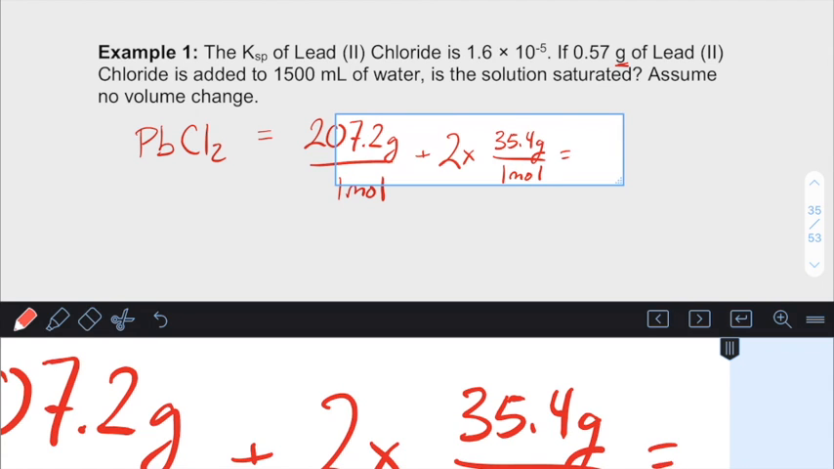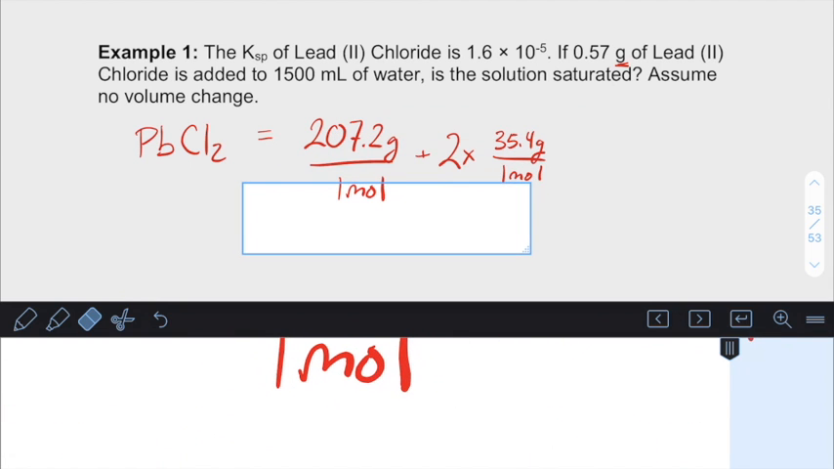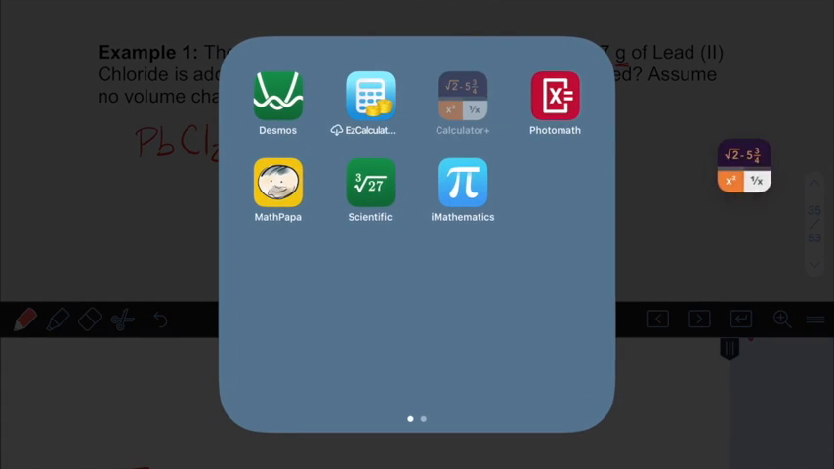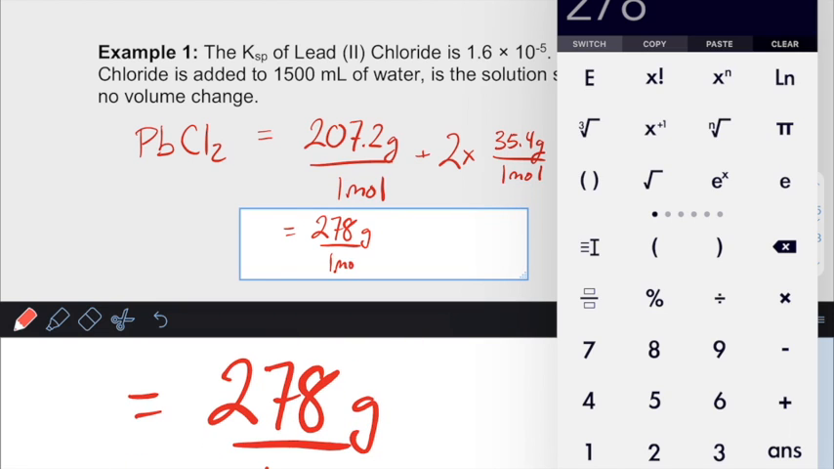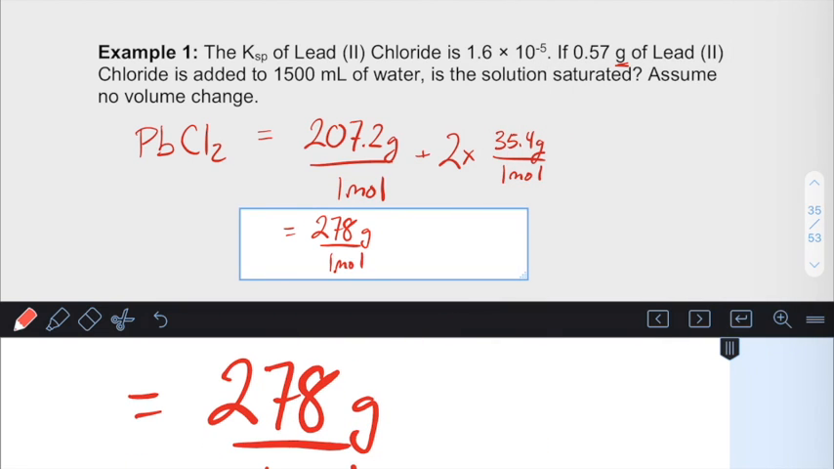Certainly, if you do enough chemistry, there are going to be certain molecular weights that you just remember. I did a lot of work with lead, so I tend to remember the atomic mass of lead, and I actually did a little bit of chlorine stuff. 207.2 plus 2 times 35.4. So that is my molar mass. So there's 278 grams per 1 mole for lead chloride.